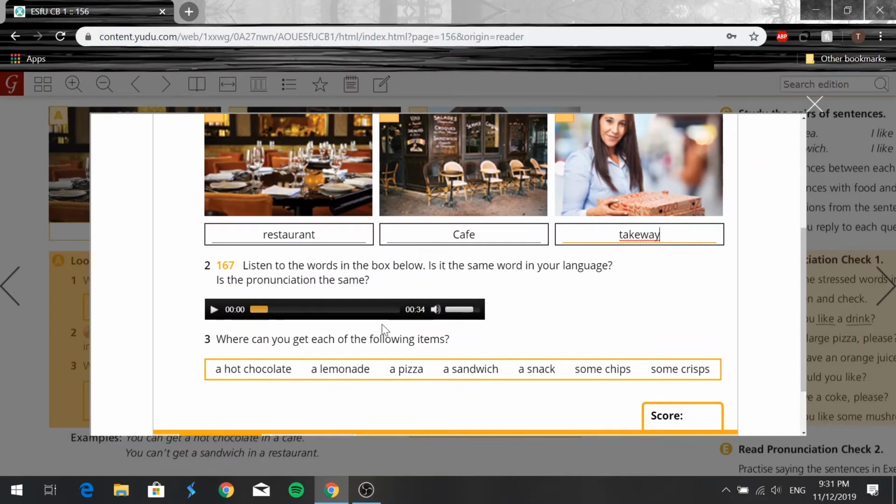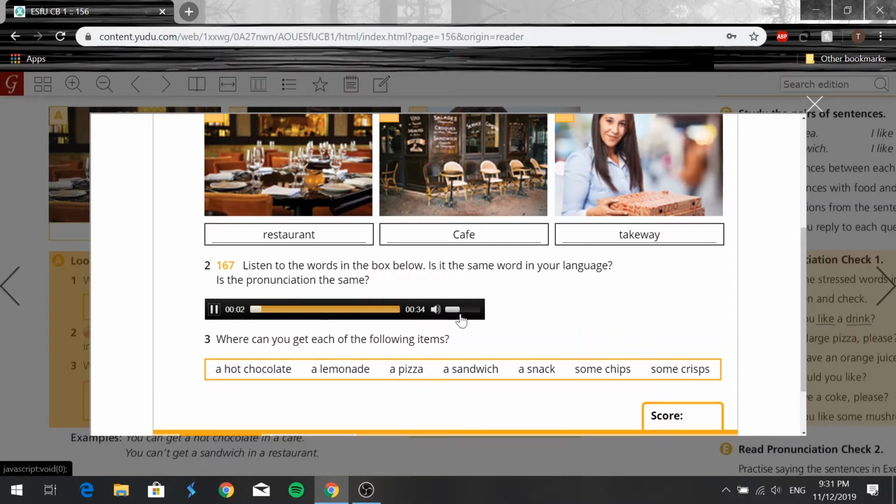Okay, so restaurant, cafe, and takeaway. Okay, listen to the words in the box below. Is it the same word in your language, and is the pronunciation the same? Okay, so the answer here will greatly depend on you as a student and where you live. Your language might not even have the same word. So this really just depends on the student. Here we go.